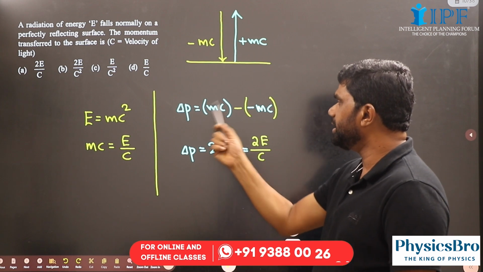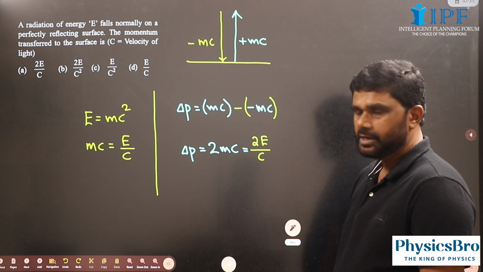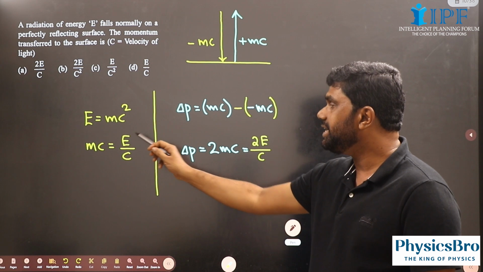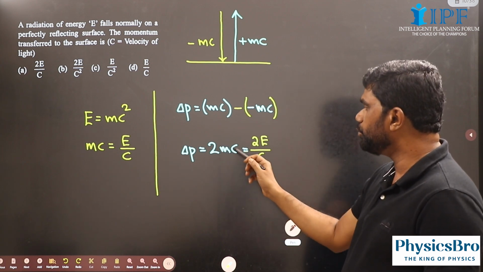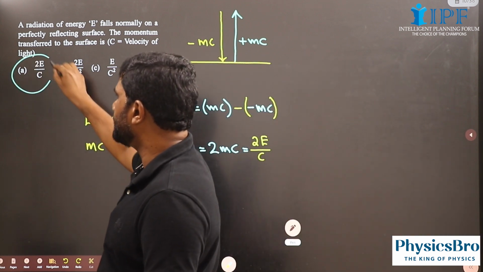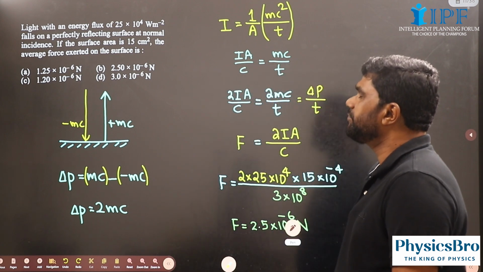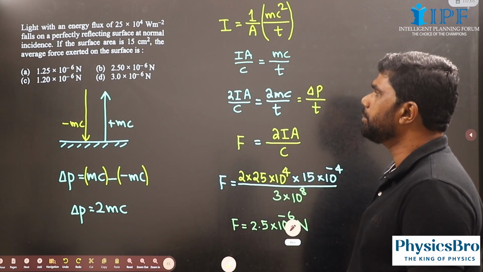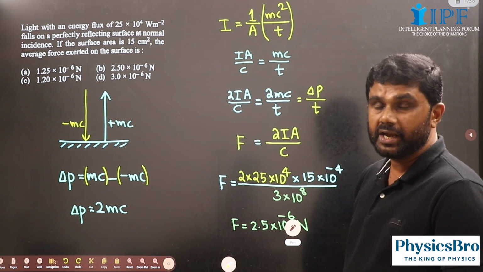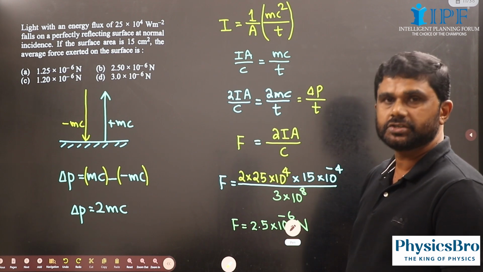So the change in momentum delta P will be final minus initial, mc minus (minus mc), that is 2 mc. Here we have energy equals mc square, so mc will be E by C. So the change in momentum is 2 mc, or it can be written as 2E by C. That is the change in momentum, 2E by C. Now see, light with an energy flux of 25 × 10^4 watt meter^-2 falls on a perfectly reflecting surface at normal incidence, which means after reflection the path retraces and its momentum gets reversed.